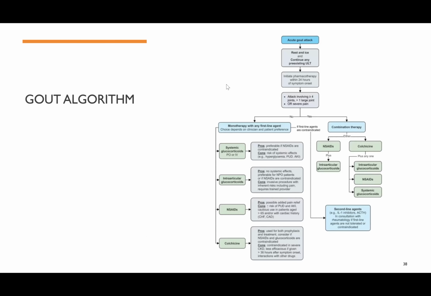Then here's another one that I basically borrowed, with attribution, from AMBOSS: a nice flow chart of gout attacks and how to treat them. But it's basically a nice succinct summary of everything I've talked about.